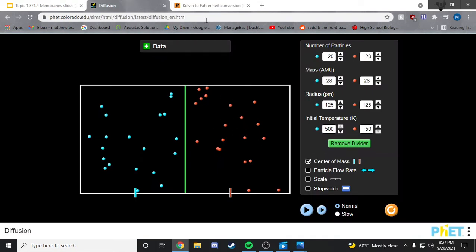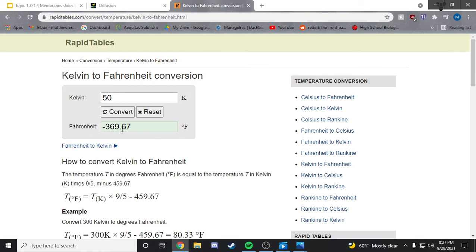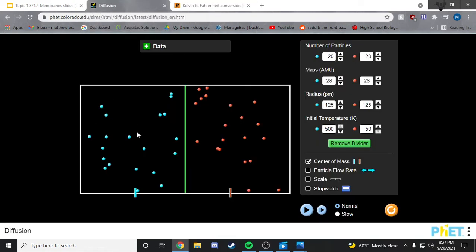The red particles are at 50 Kelvin. That is negative 370 Fahrenheit. And 500 Kelvin, which is what the blue particles are, is 440 Fahrenheit. So this is really hot, and this is really cold. You will die, and you will die. Just really hot or really cold.